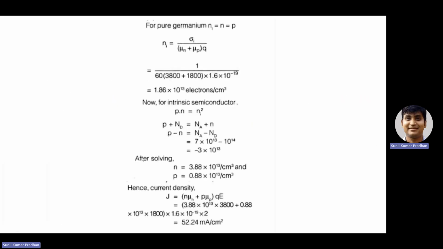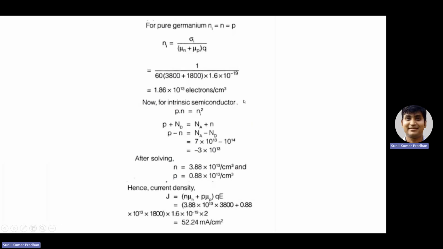How to solve? You see, for the pure germanium, as we know, the intrinsic carrier concentration will be equal to the electron concentration and hole concentration. So what is my intrinsic carrier concentration? That is the conductivity divided by the summation of mobility of electron and hole multiplied by electron charge. So if you put all the values here, it will be coming as 1.86 into 10 to the 13 electrons per centimeter cube.